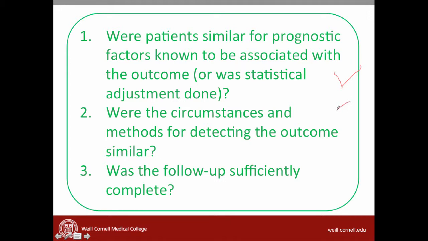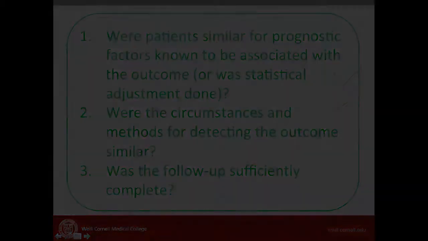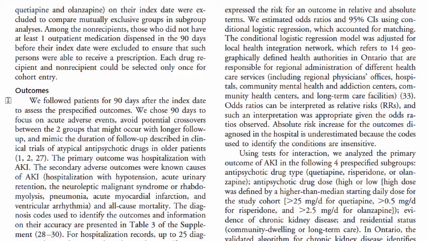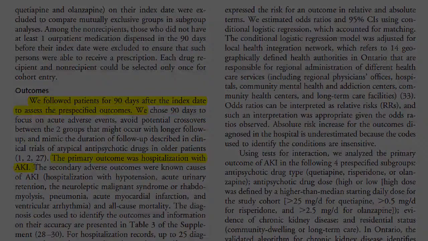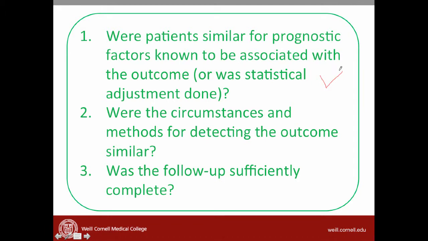The next question is, were the circumstances and methods for detecting the outcome similar? If we go to the PDF, we can see that the researchers used a single database and a standard method for identifying the outcome. They write, "We followed patients for 90 days after the indexed date to assess a pre-specified outcome." They also write that the primary outcome was hospitalization with acute kidney injury, or AKI. If we go back to our checklist, we can give that question a check mark.